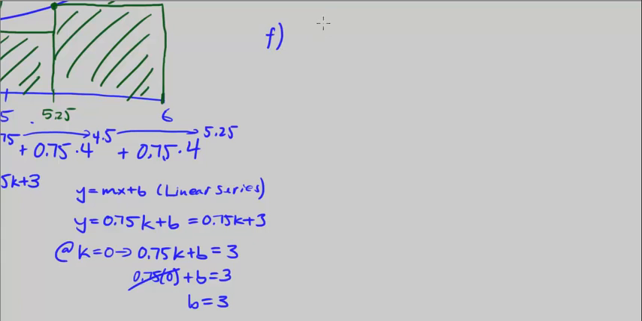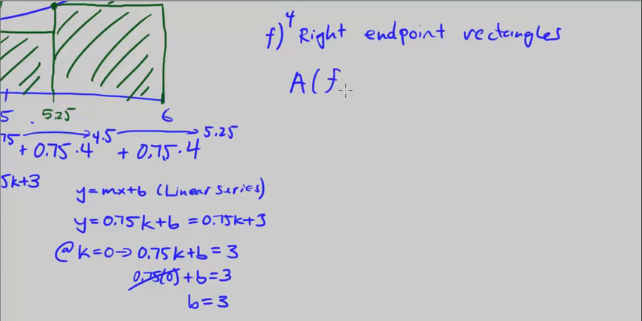Part F, we want to go from left to right endpoint, right? Right endpoint rectangles. We still want to use 4. The instructions say give the representation of A. So A we know is our function f from 3 to 6. And now we want to use sigma notation, but we want to use 4 right endpoint rectangles, right?